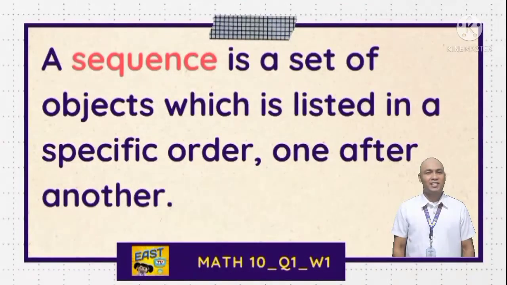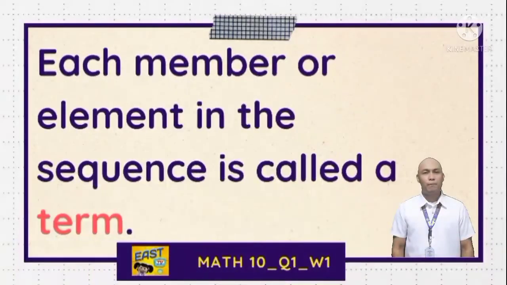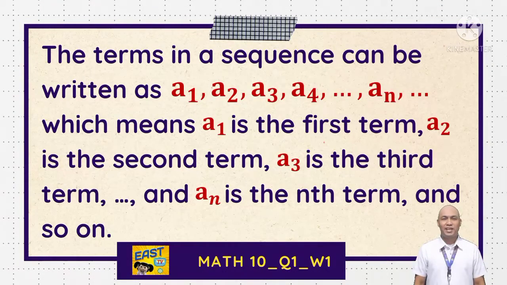A sequence is a set of objects which is listed in a specific order, one after another. Each member or element in the sequence is called a term. The terms in the sequence can be written as a sub 1, a sub 2, a sub 3, a sub 4, up to a sub n, and so on. Which means a sub 1 is the first term, a sub 2 is the second term, a sub 3 is the third term, up to a sub n is the nth term, and so on.